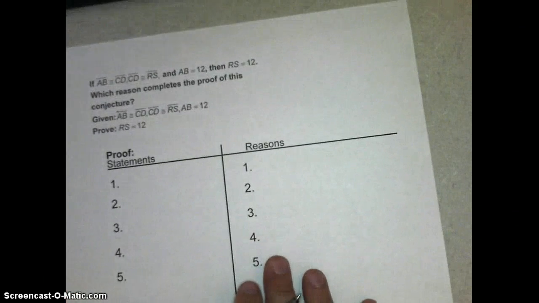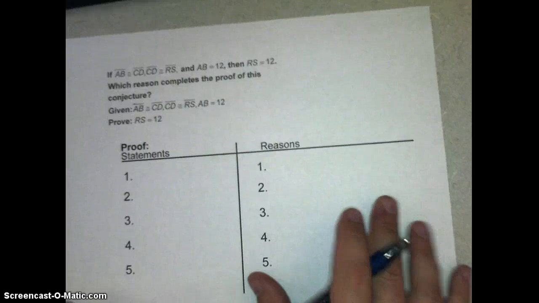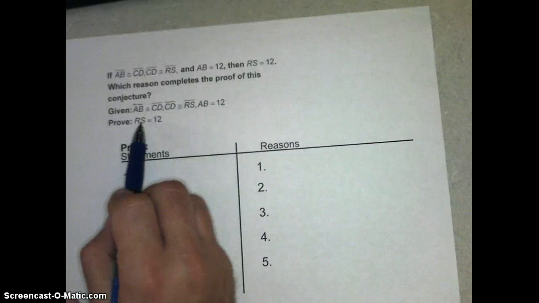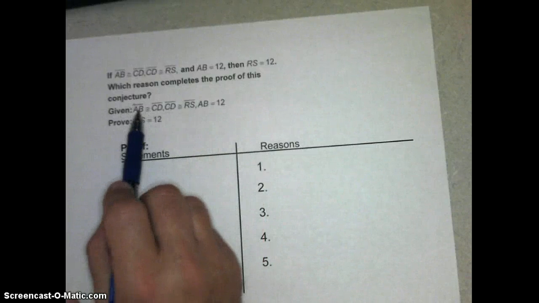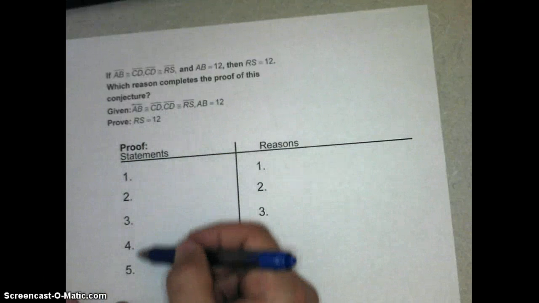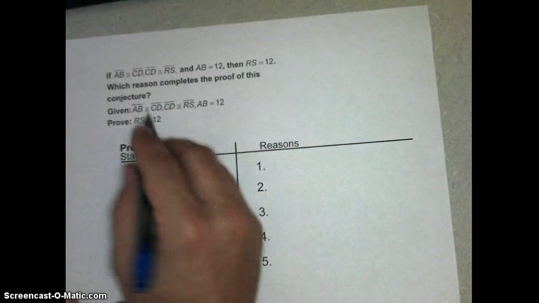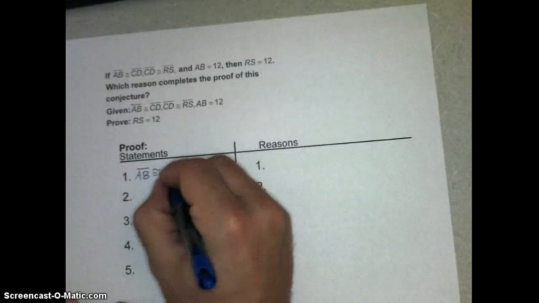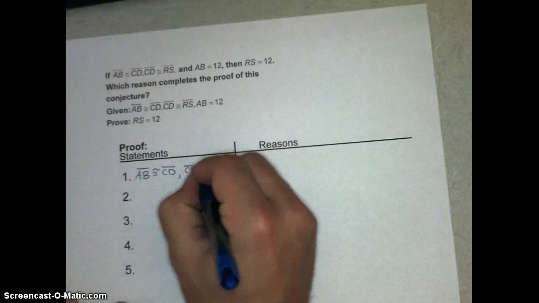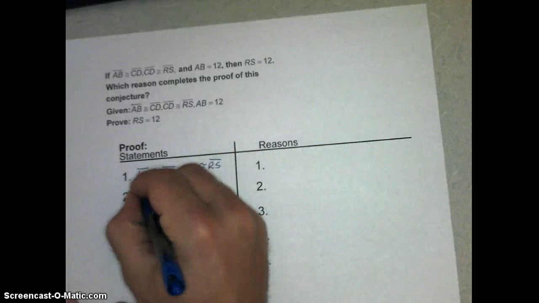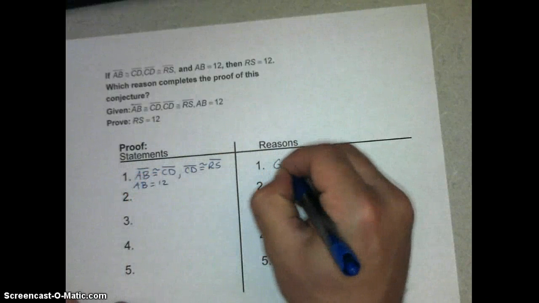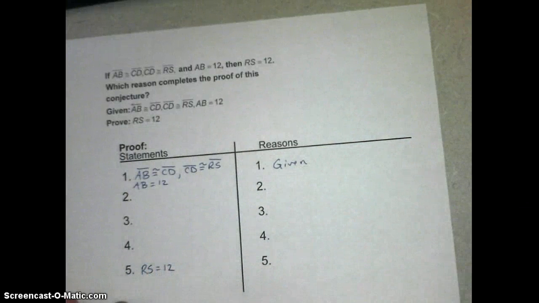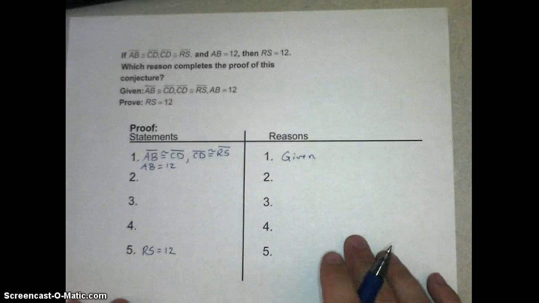Alright, that brings us to the last part of this proof. What I want you to do is to try and put this proof together all on your own. Notice we are given congruent segments and we're proving something about a length. So at some point we're going to have to use the definition of congruent segments, and I've given you how many steps it should take. You know that the given information should go in the first blank, and that our last statement should be that RS equals 12. Go ahead and try and prove that, and then we'll check our answers in class when you get back on block day.